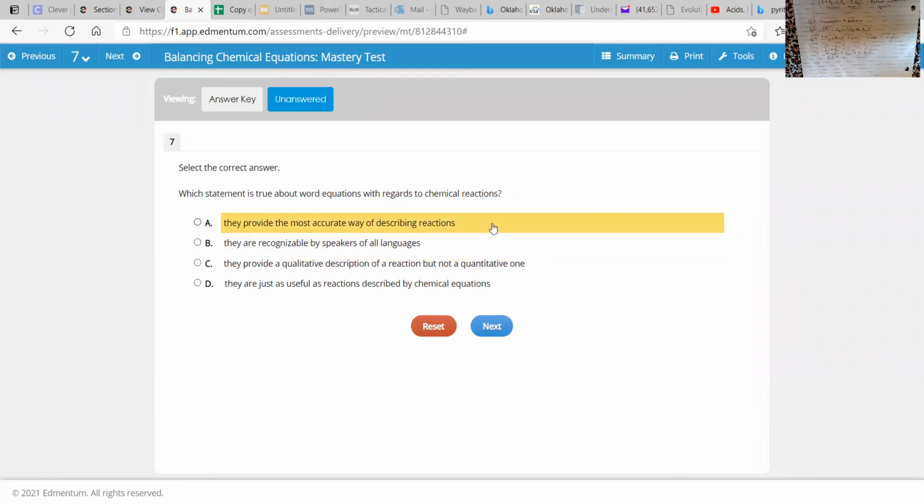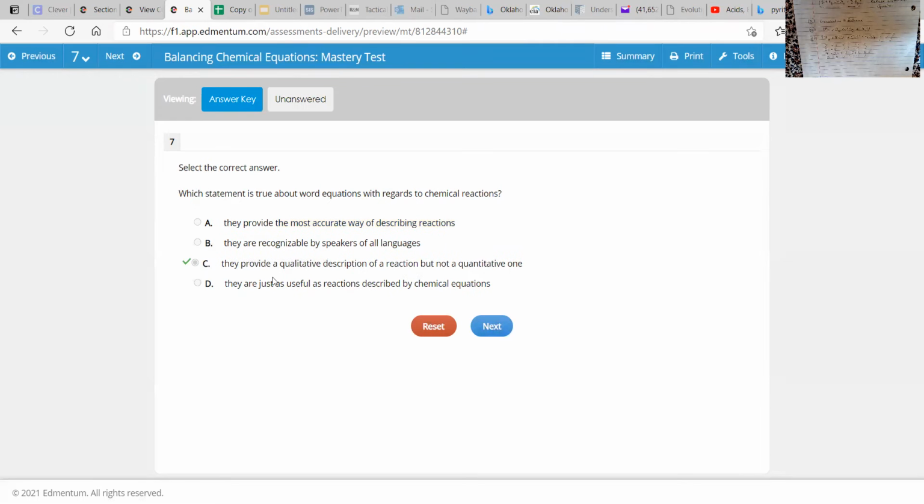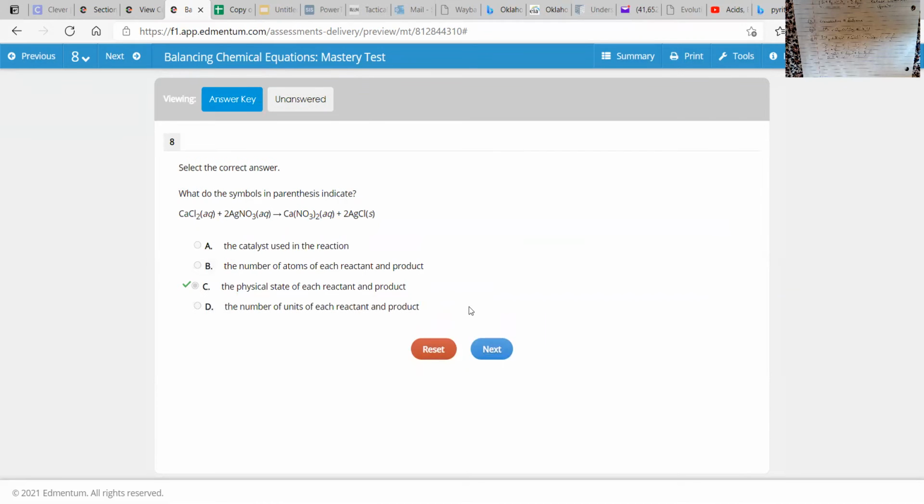Which statement is true about word equations with regards to chemical reactions? They provide the most accurate way of describing reactions. They are recognizable by speakers of all languages. They provide a qualitative description, but not a quantitative one. I'm going to go with they provide a qualitative description of a reaction, but not a quantitative one. It's easier to show that in chemical equations.